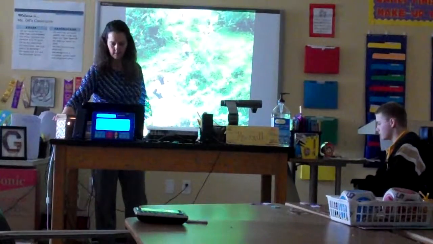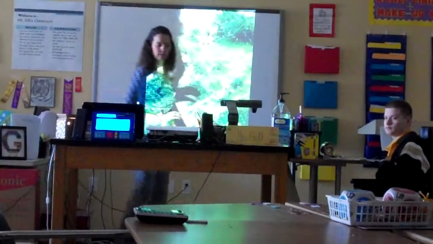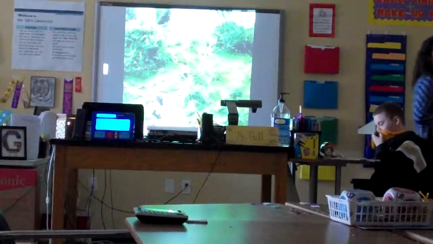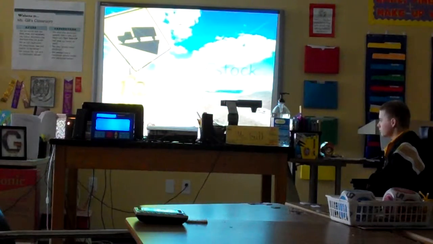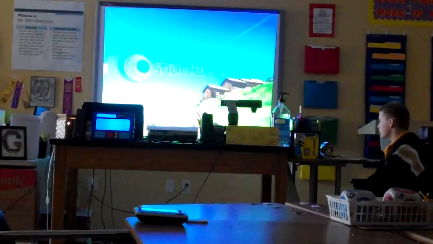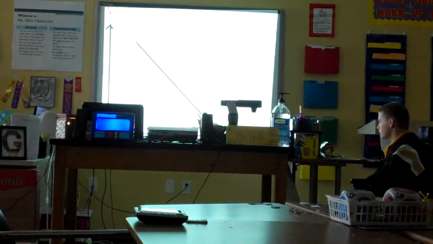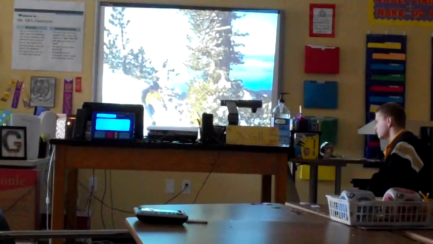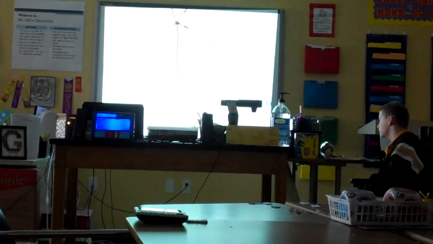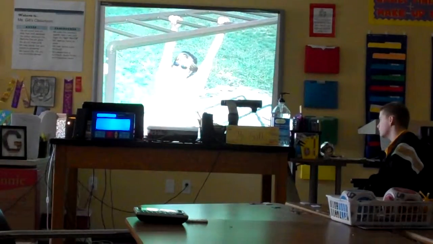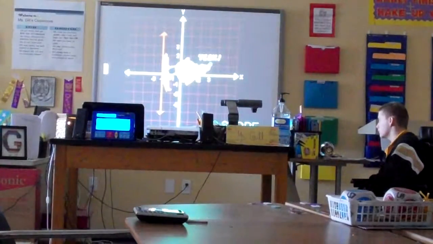In our next unit, we're going to be talking about slopes, gradients, lines, stiffness, and inclines. Slopes can be positive. Slopes can be negative. Slopes can have zero slope. And slopes can have no slope.